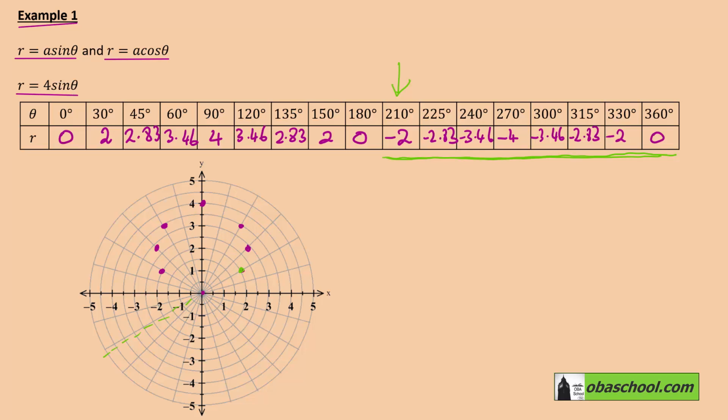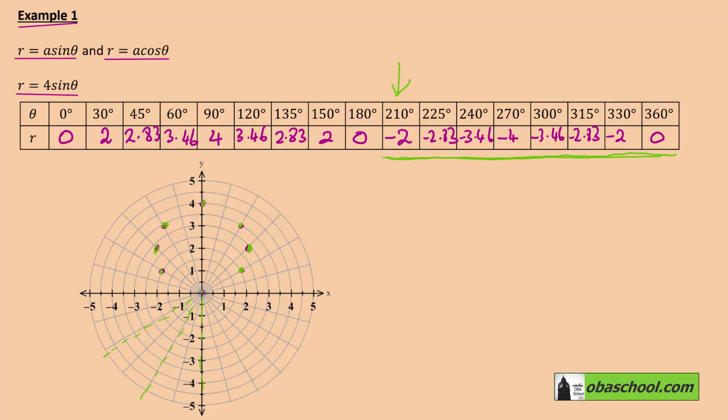And the same is going to be true of 225, negative 2.83, it will land on this one, and 240, negative 3.46, it will stick out in the opposite direction. Remember that 240 would be this ray just here, and so we're going in the opposite direction. And then 270, negative 4, 270 is down here, stick out in the opposite direction. So what happens is we land back on all of the same points.